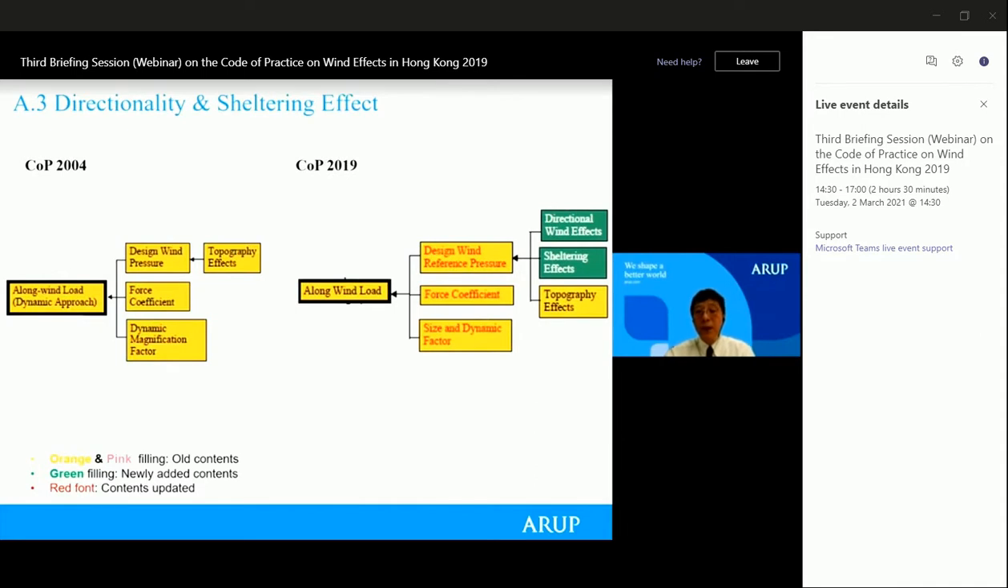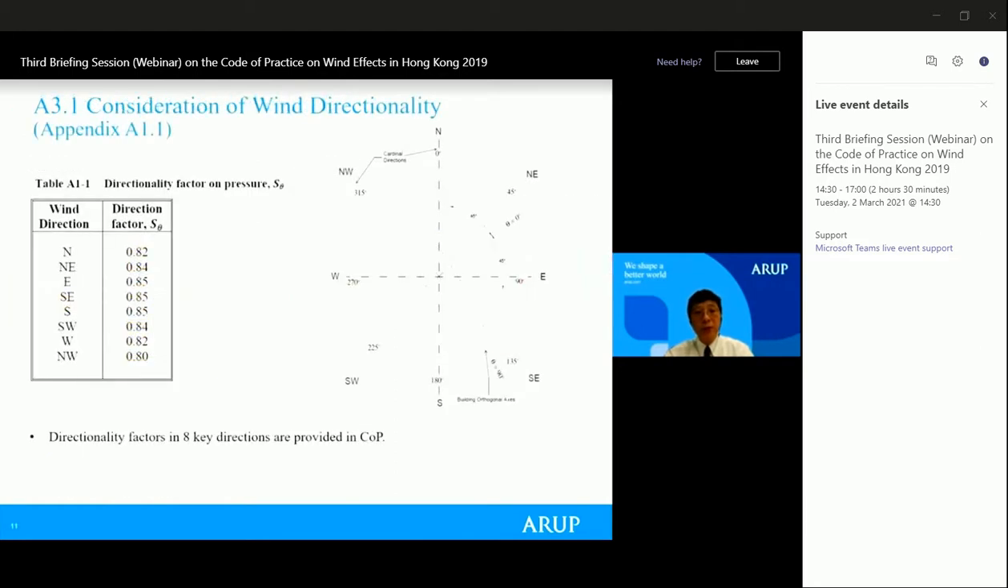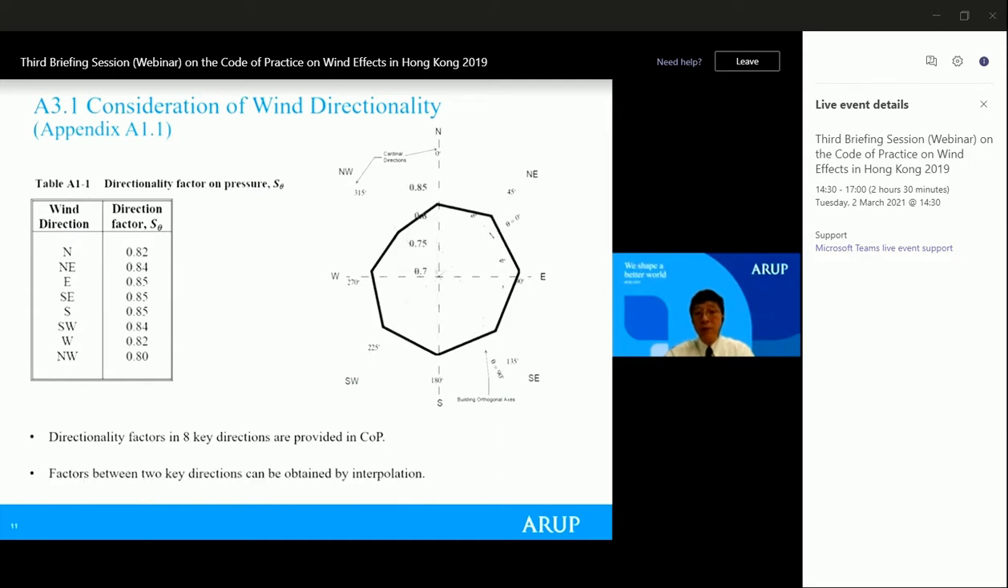For detailed content, in the 2019 code, there are two newly added components to the design wind pressure, which are the directionality and also the sheltering effect. They will be explained in the upcoming two slides. For consideration of directionality, the directional factors in the key directions are given in Table A-1-1 of the new code. And the directional factor between two nearby key directions can be obtained by interpolation.